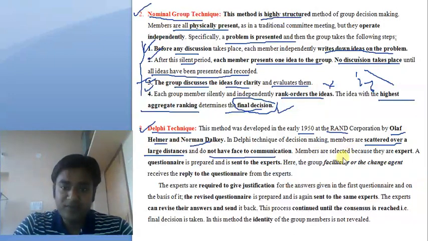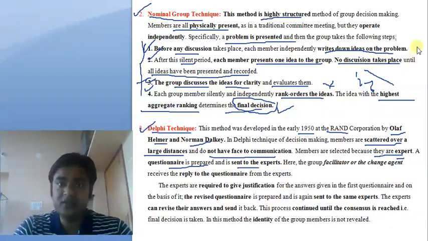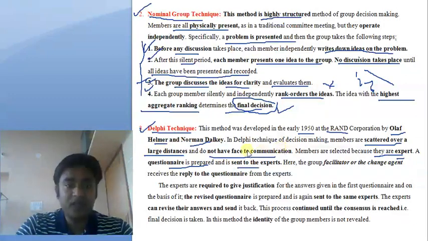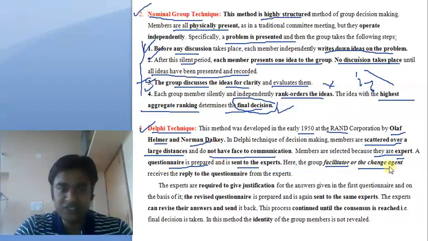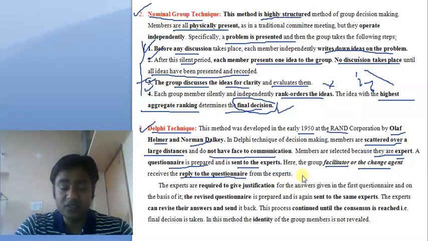Here members are selected because they are experts. This Delphi technique group consists of only experts. A questionnaire is prepared and sent to the experts. There is one person known as the facilitator or the change agent, who receives the replies. When the experts receive the questionnaire, they answer it and send their answers to this facilitator.